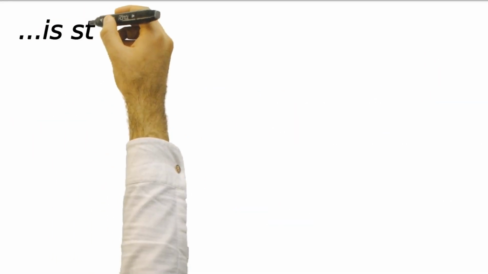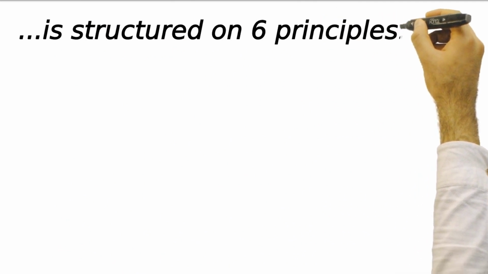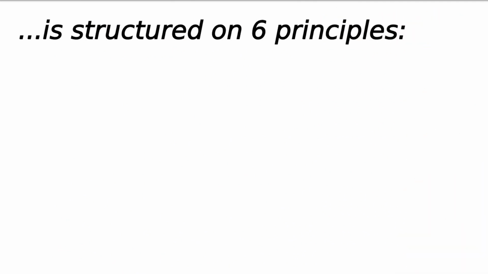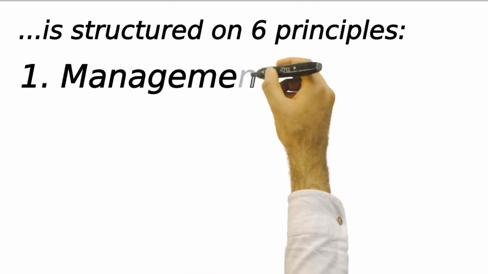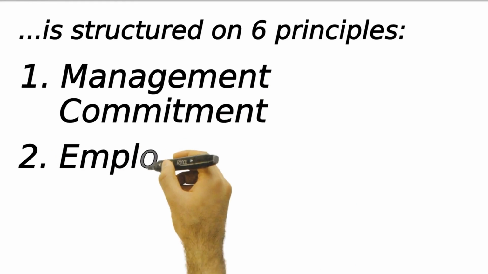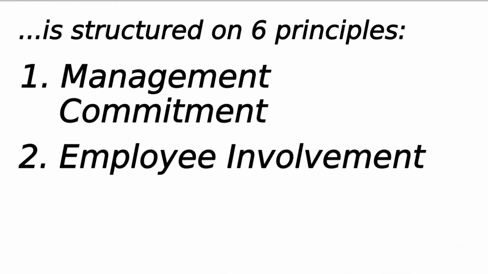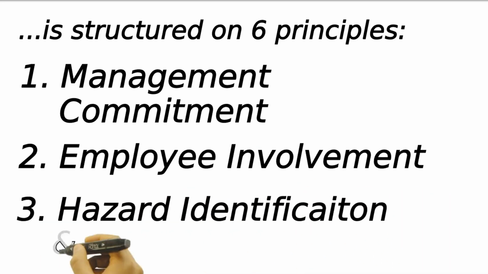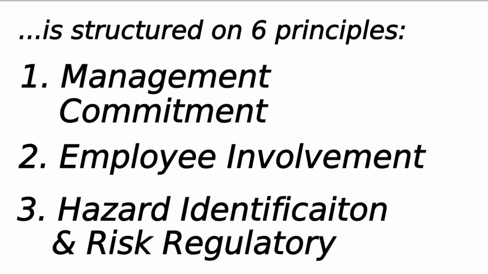ISO 45001 is structured on 6 principles. Let's quickly explore each one. Management commitment. Strong leaders steer the safety journey, ensuring a secure workplace. Employee involvement. Involve employees for a safe and healthy work environment. Hazard identification and risk regulation. Identify and regulate risks for a hazard-free workplace.